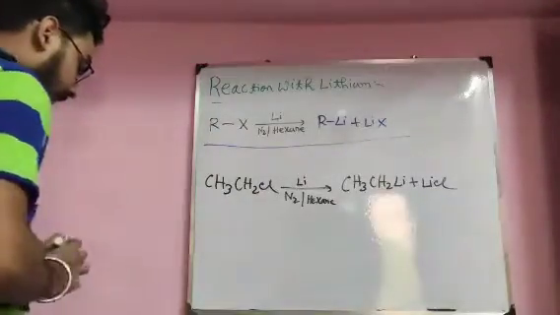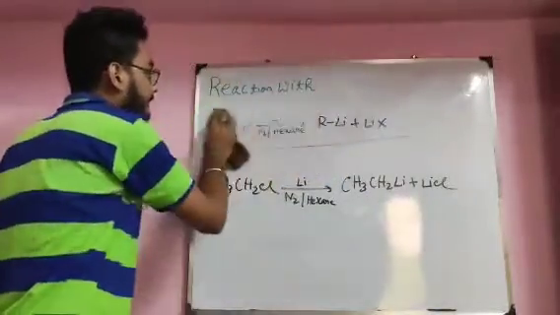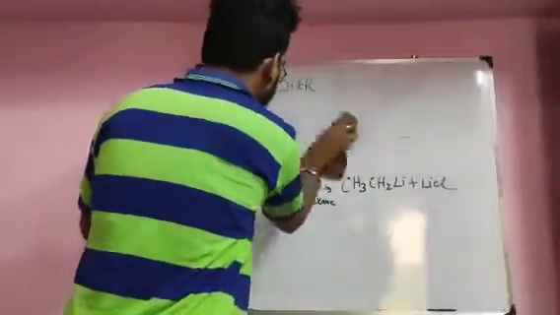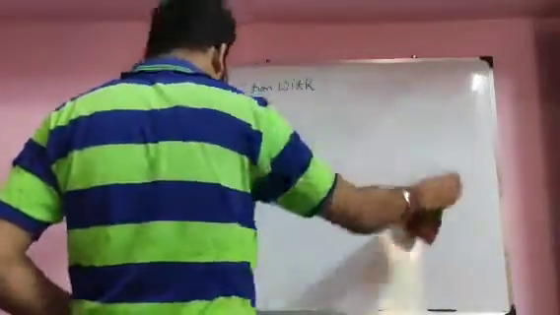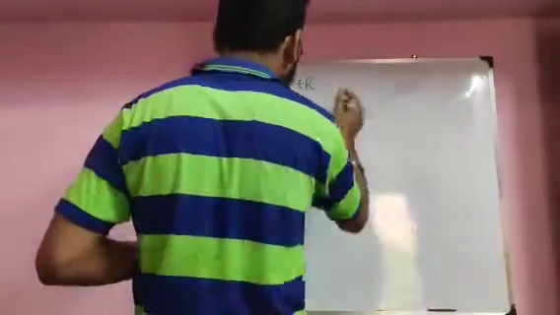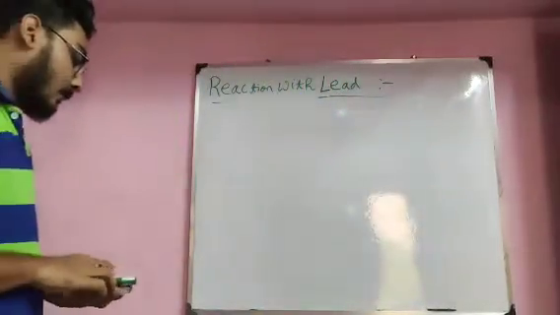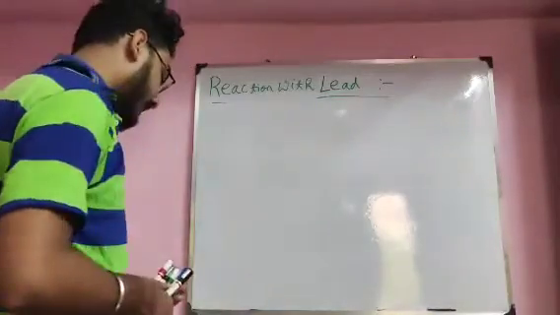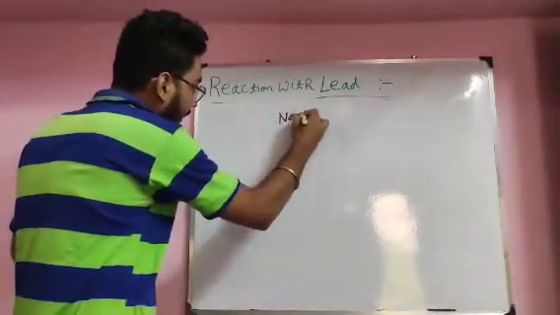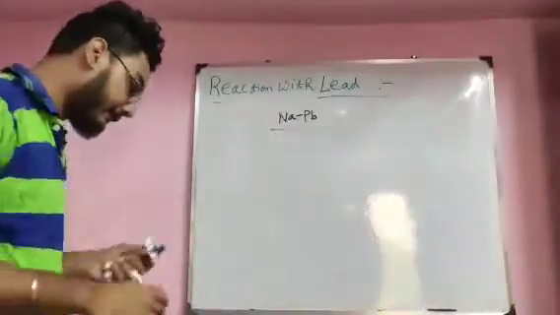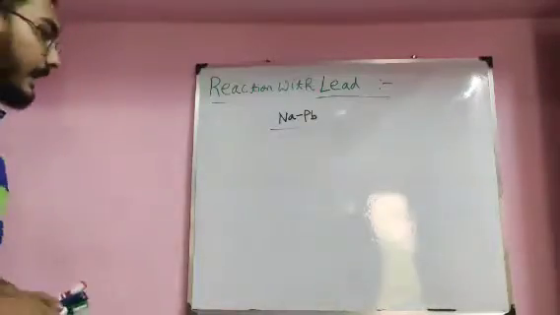Okay, now next is reaction with lead. When ethyl chloride is subjected to react with sodium lead, Na-Pb alloy, then tetraethyl lead or TEL is obtained.